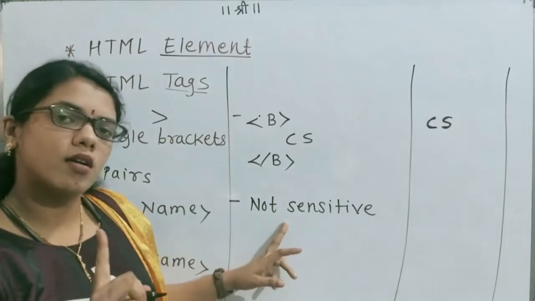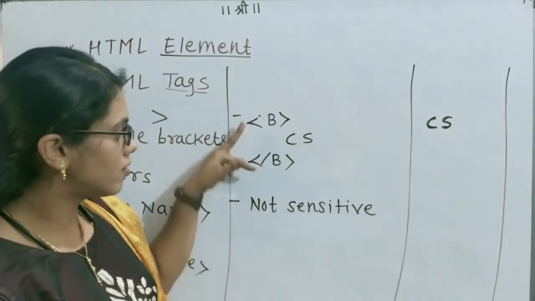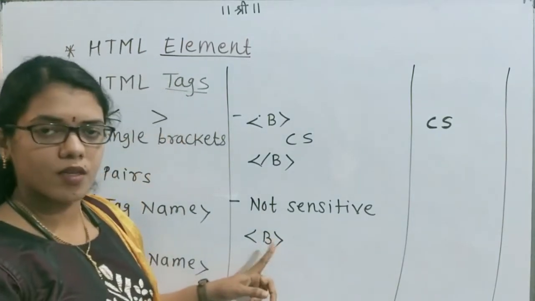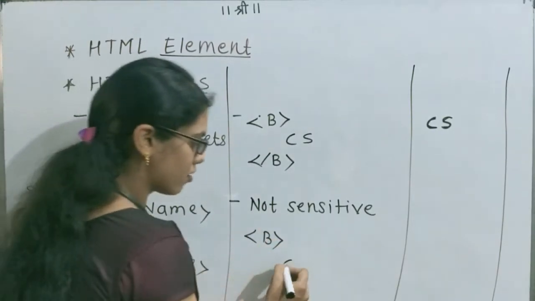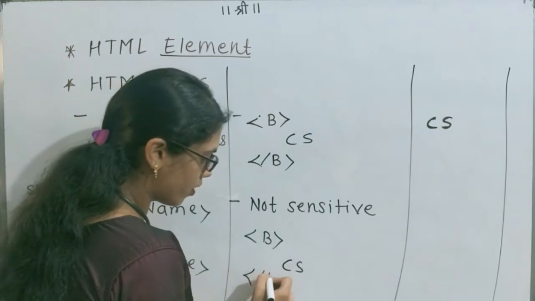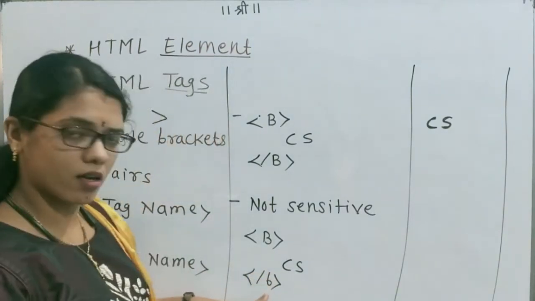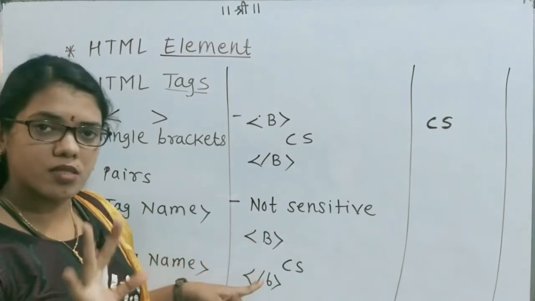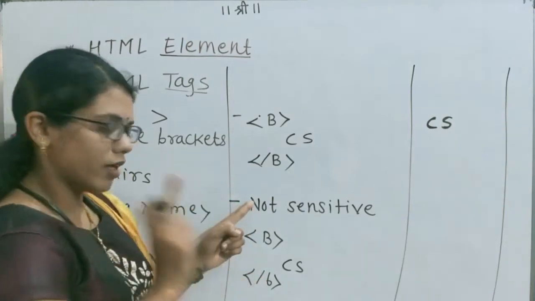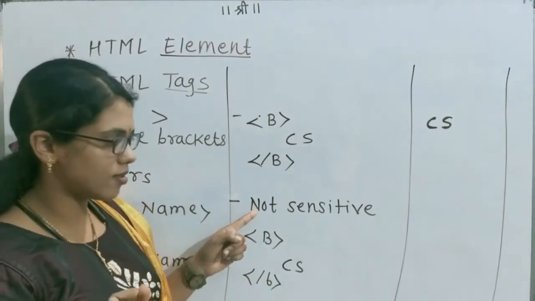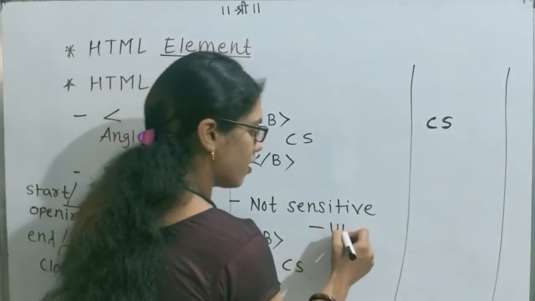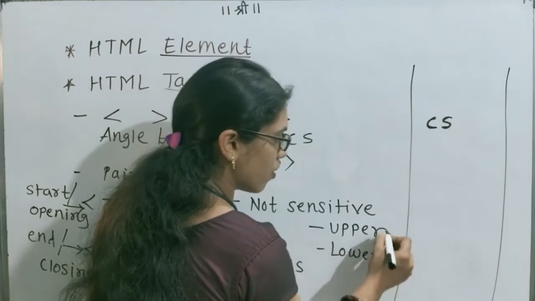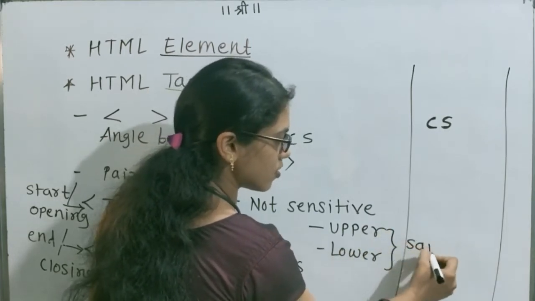HTML is not case sensitive, which means writing a bold start tag in capital letters and the ending bold tag in small letters is correct. There is no mistake, because uppercase and lowercase are both considered the same.